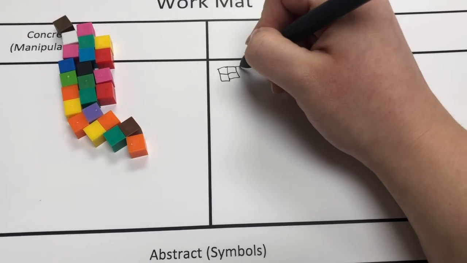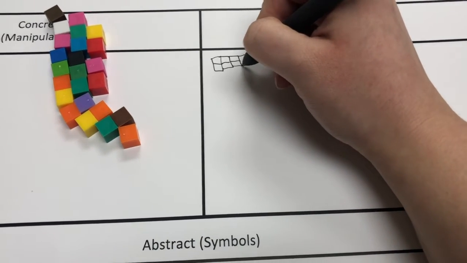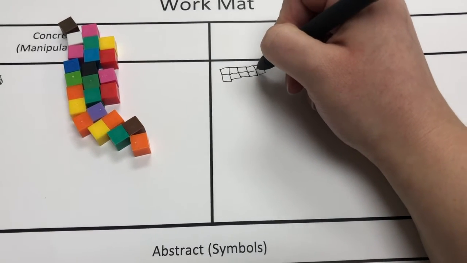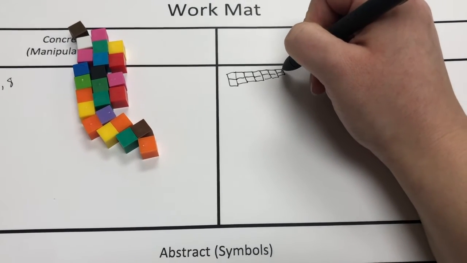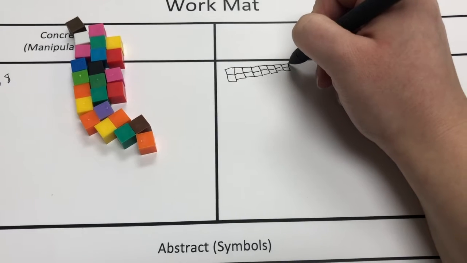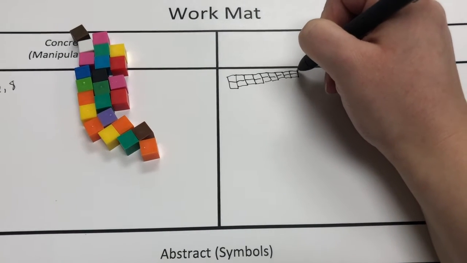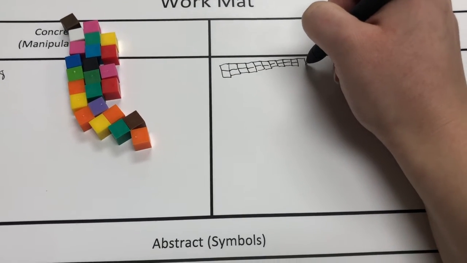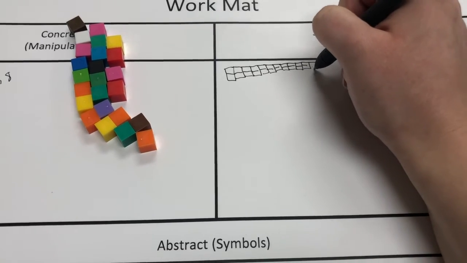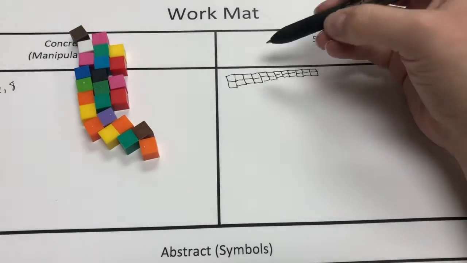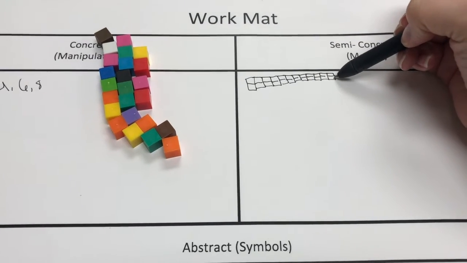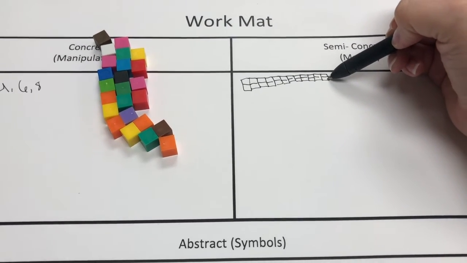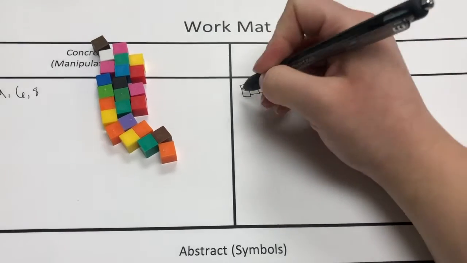So I have 2, 4, 6, 8, 10, 12, 14, 16, 18, 20, 22, 24. So here you can see that we made 12 groups of 2, which made that 24, so it is divisible by 2.